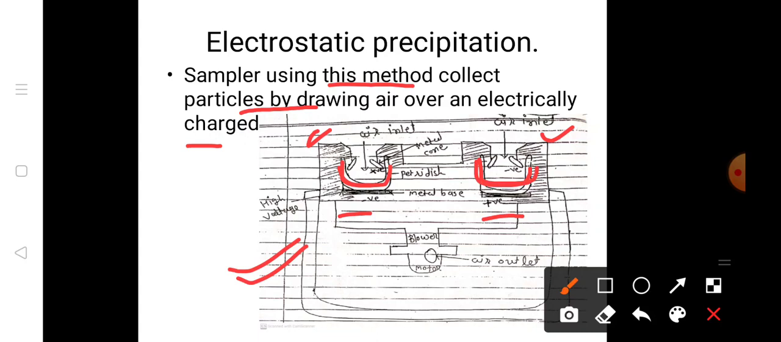Here you can see there is a blower. A small electrically operated blower draws the air outwards, removing the air at equal rates through the two units. Whatever air comes in through these two units is removed through this blower.